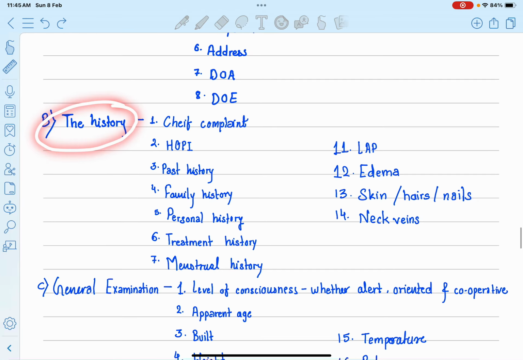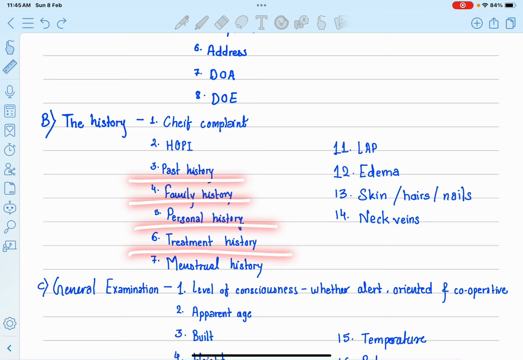Then the main part, the history part. So the history part constitutes chief complaints, HOPI, which means history of presenting illness, then past history, family history, personal history, treatment history, menstrual history. So it varies according to subject, like in a psychiatry patient, you have to use the psychiatry history section. Then in an obstetric or gynecology patient, you have to write the obstetric history at first and elaborate it very properly, or menstrual history should be elaborated very properly in a female patient.